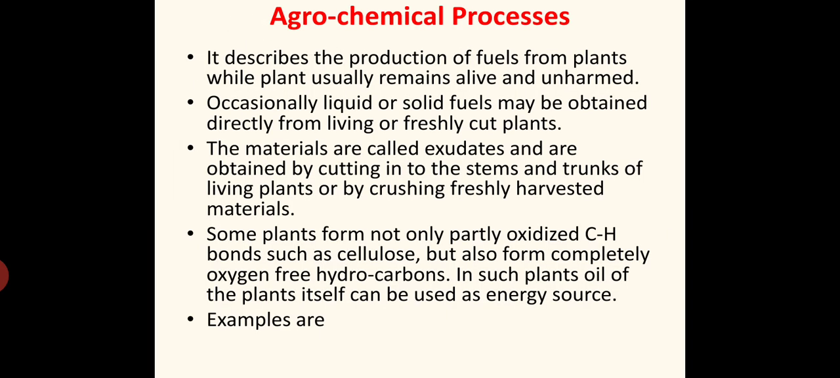That is direct conversion. Now coming to the second process, that is agrochemical processes. It describes the production of fuel from plants while the plant usually remains alive and unharmed. That word is very important. After the production of the energy, the plant usually remains alive and unharmed.